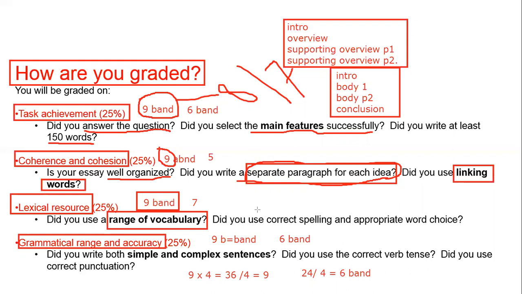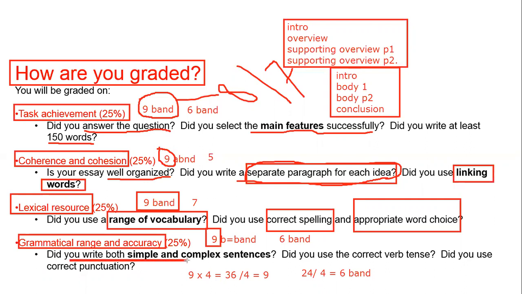Number two, the correct spelling of vocabulary words; you need to write correct spelling. And the third thing is appropriate word choice. Have you written proper word choice or not? The form of the word and the correct word should be placed according to what message or concept you want to convey in the writing. The last one is called grammatical range and accuracy. Again, grammatical range and accuracy has 9 bands. It deals with, number one, a variety of sentence writing.